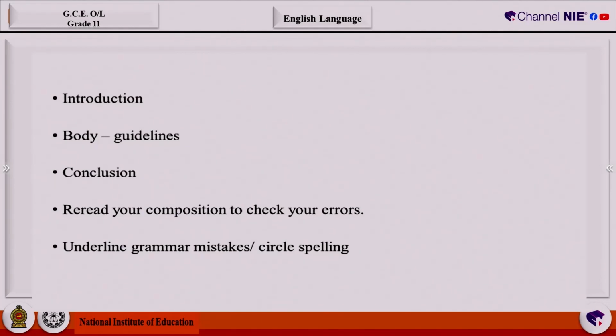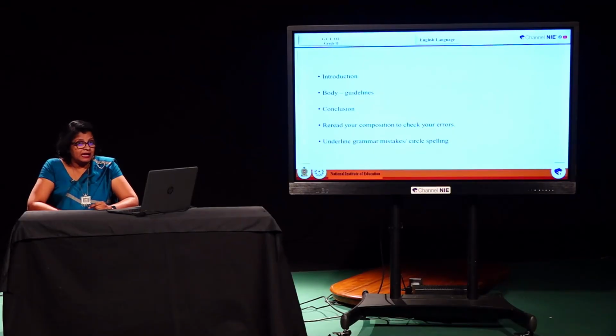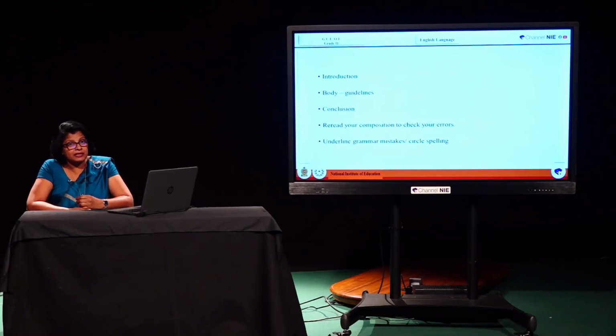You will find your mistakes. Mistakes means the grammar mistakes, maybe the problems in your spellings, capitalization, punctuation. You have to be very careful about these things. When we are marking these papers, we will underline the grammar mistakes, we will circle the spelling mistakes. So therefore, when you find the grammar mistakes, underline and correct them. Circle the spelling mistakes and try to correct them before you hand over your paper to the teachers.